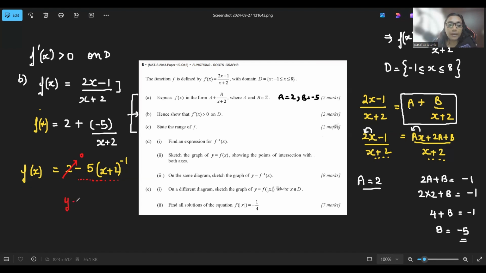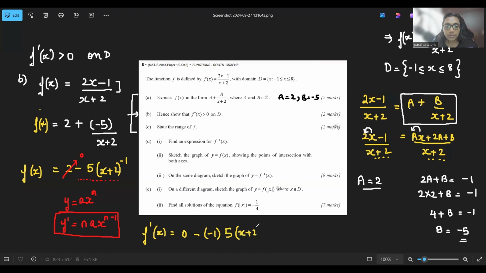If you have y as x to the power n, let's say, or ax to the power n, where a is a constant, then if you differentiate y, n comes on this side: n a x to the power n minus 1. This is the power rule for differentiation. Let's use that. Therefore, when we differentiate, f dash of x becomes 0, minus 1 comes down. There's a 5 and there's x plus 2 to the power minus 1, right? So it's 0 plus 5, x plus 2 to the power minus 2.